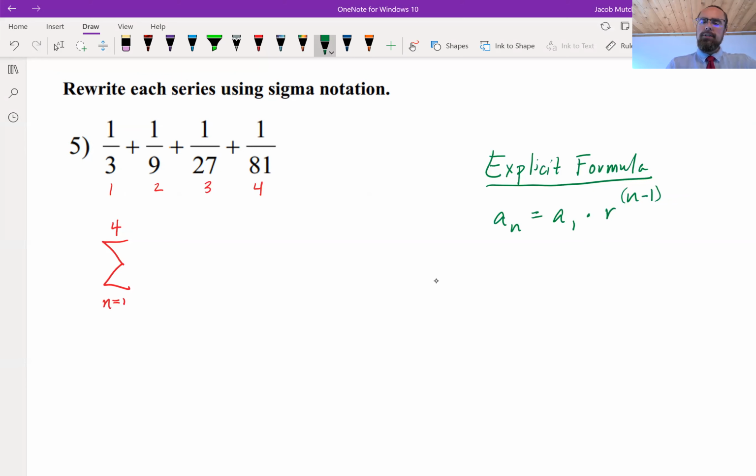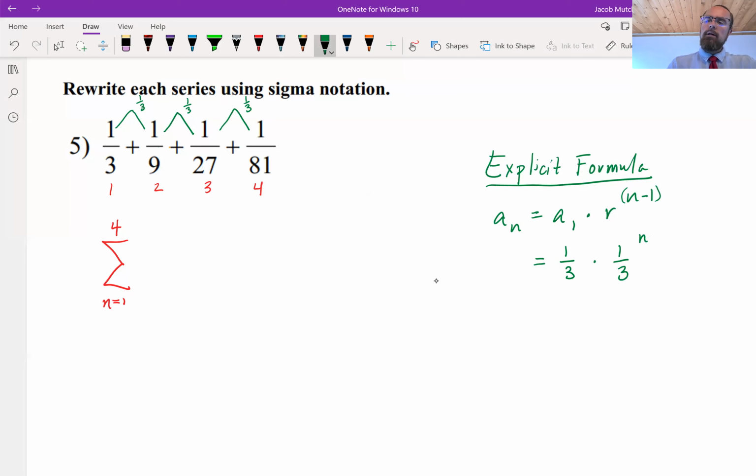So just like we did with that first example, I want to input my first term, which in this case is 1 over 3. And then I need to decide what my common ratio is. I'll do that the same way. I'm going to look at pairs of these terms in the series and divide the second by the first. So 1 over 9 divided by 1 over 3 is going to be 1/3. Let's see if that's common. 1 over 27 divided by 1 over 9, that's also 1/3. And then lastly, 1 over 81 divided by 1 over 27, 1/3. So my common ratio is also 1/3.